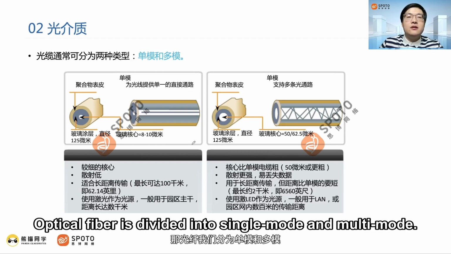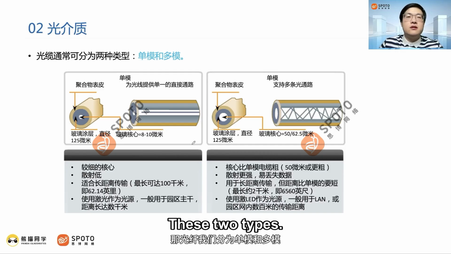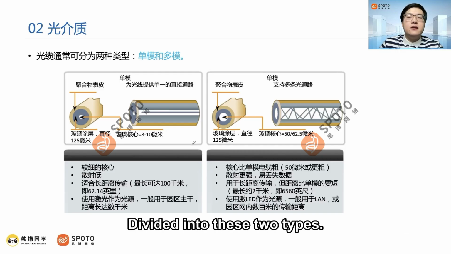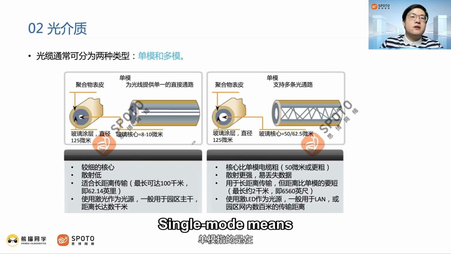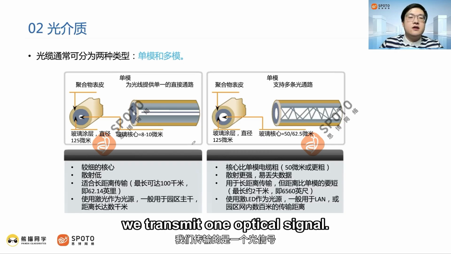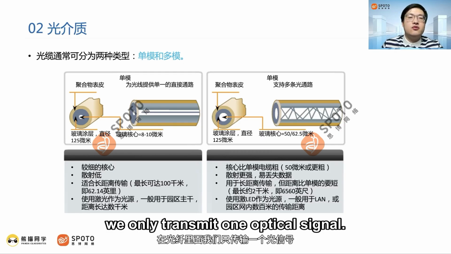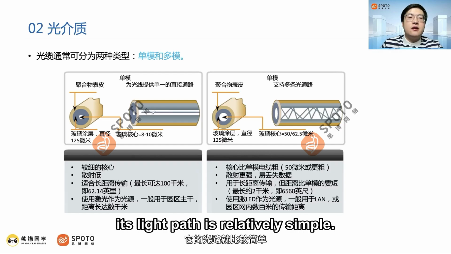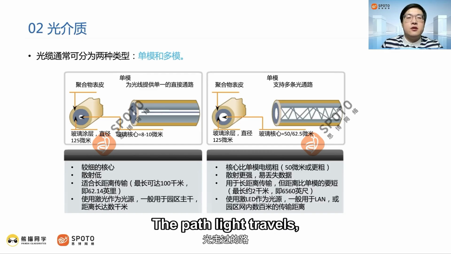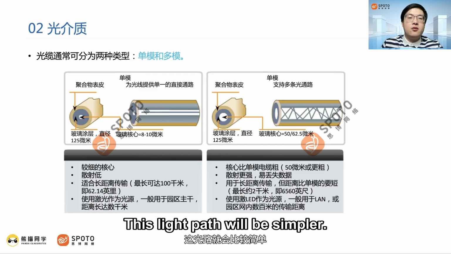Optical fiber is divided into single mode and multi-mode. These two types. So what is single mode? Within a single optical fiber, we transmit one optical signal. Inside the fiber, we only transmit one optical signal. So with one optical signal, the path the light travels, the light path, will be simpler.